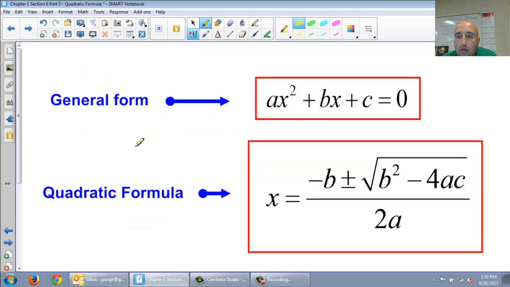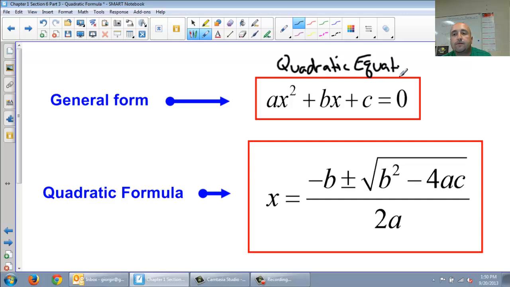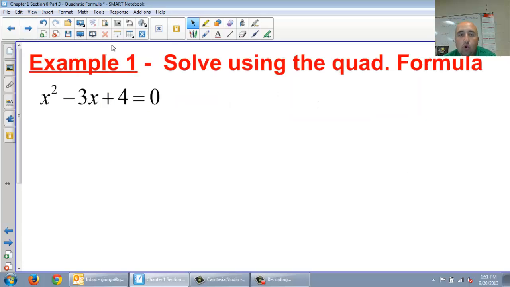So I'm going to take you to this page. Please copy down the general form of a quadratic equation. So let's remember that this is the general form of a quadratic equation, where A, B, and C can be any number. And then down below in the bigger box is the actual quadratic formula. Very important that you know this. You should know this by heart by the end of this chapter. It's one of those formulas that you just need to know. So I'll give you a couple minutes to jot that down, and we will move on to example number 1.